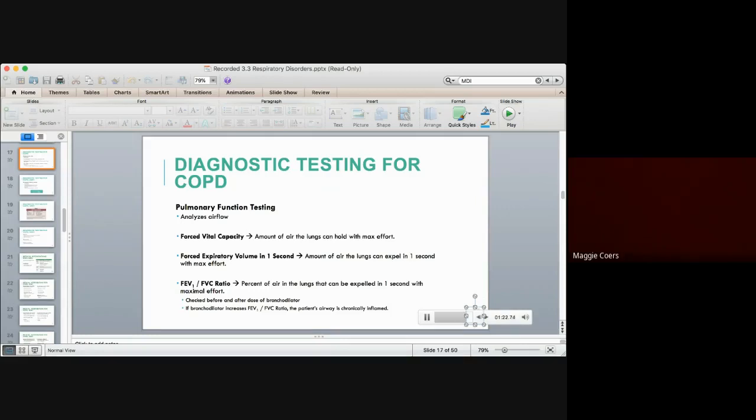In COPD, we check the FEV1 before and after bronchodilation. So if the bronchodilator significantly increases the ratio, then that means the older adult has more severe COPD.